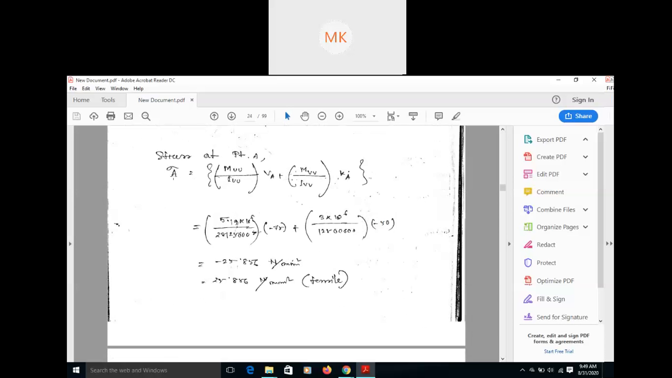which I have already said. Okay, here I have used A because we are finding at A. So Muu by Iuu into Va. Here we have written A because we are finding at point A. It is not compulsory. If you do not write it, it's also fine. But for every point, we are using some different notation. Okay. So just simply put all these values and find out what is the stress at that point.